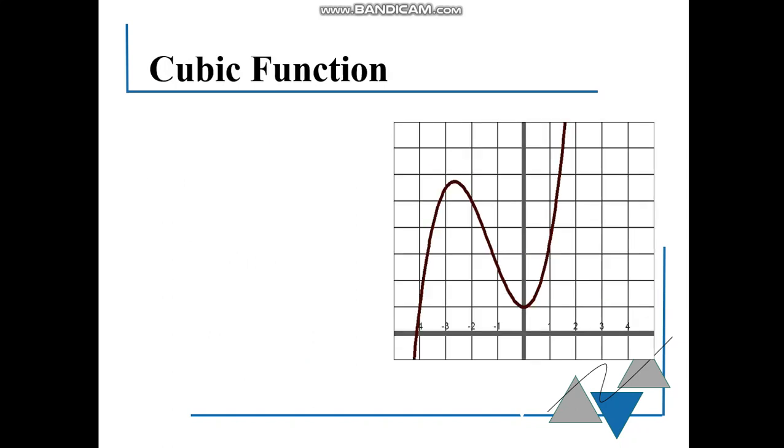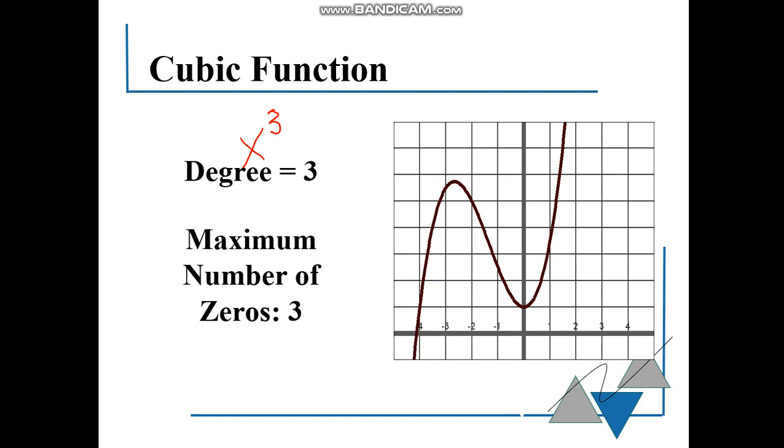So here's a cubic function. I don't have an equation written for this, but just make a guess, right? What would the degree be for a cubic function? A cubic function has an x cubed in it. So the degree is 3. And the maximum number of zeros, the maximum number of x-intercepts, is 3.